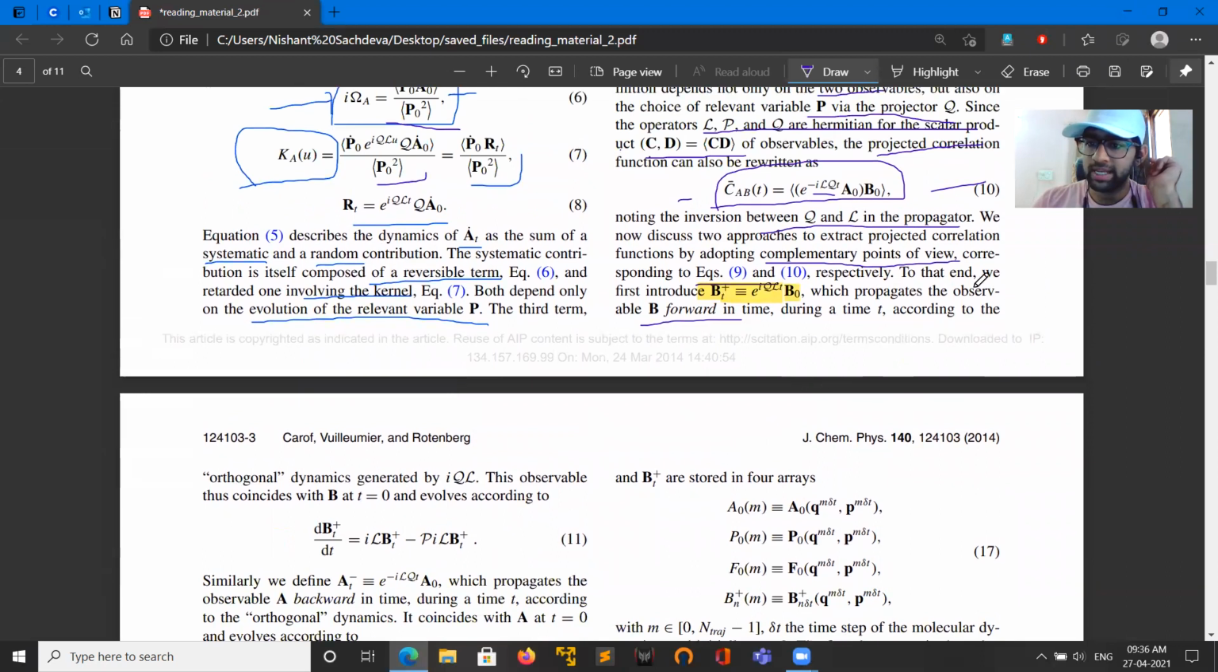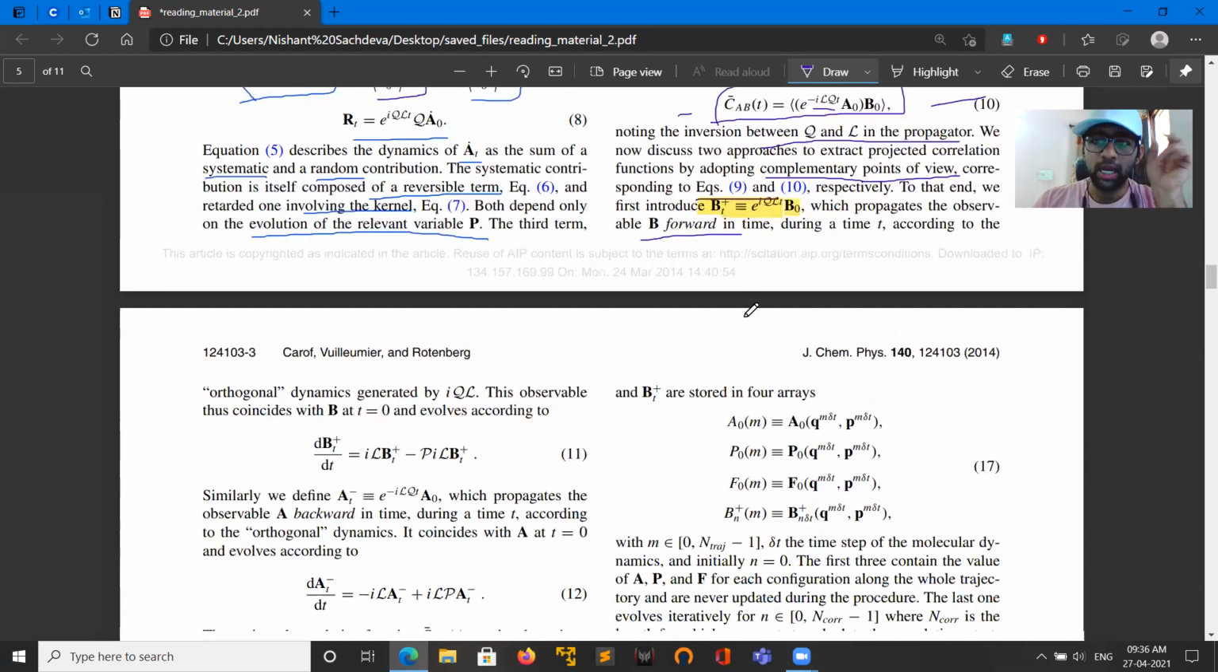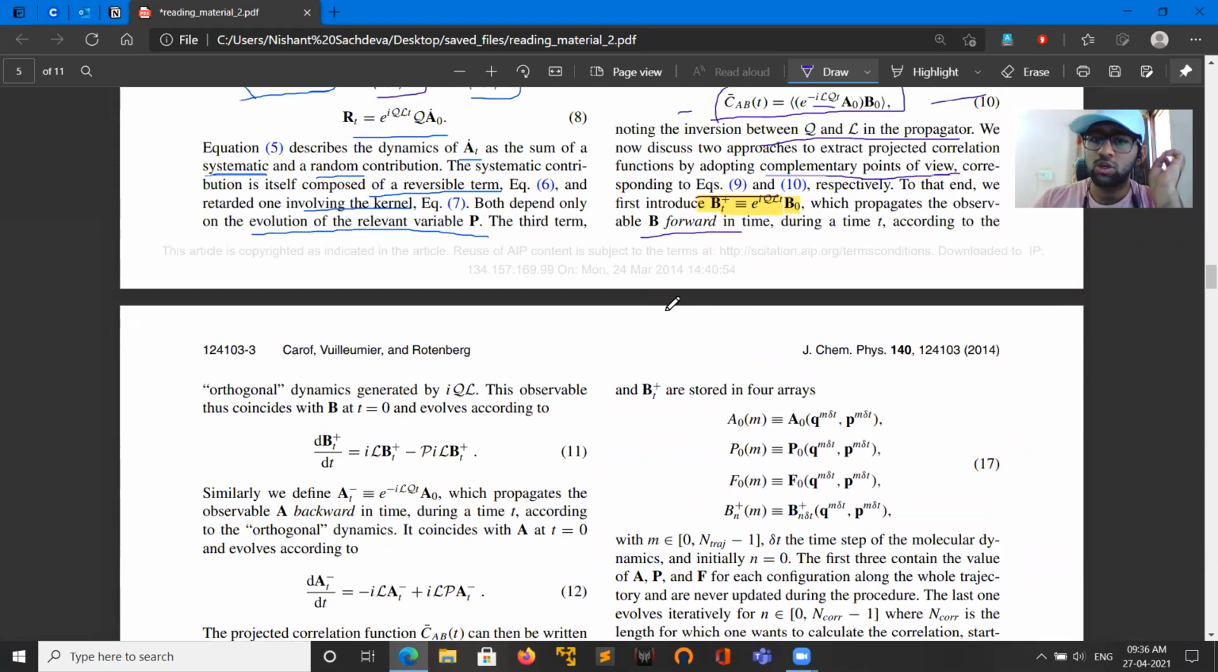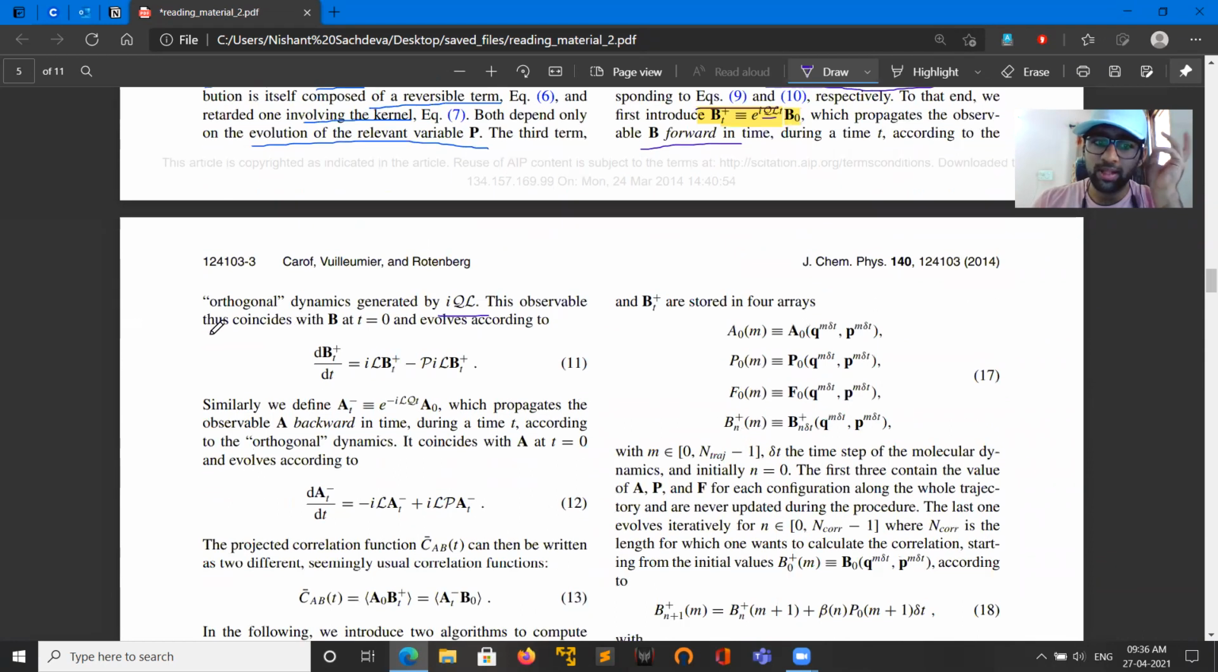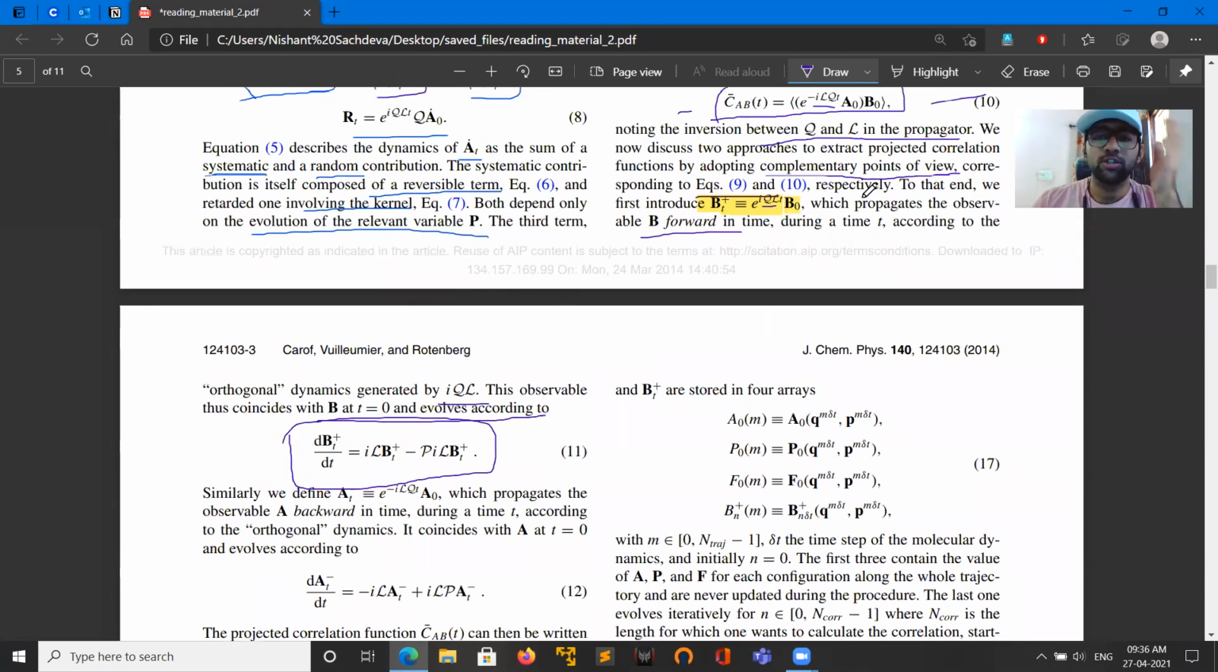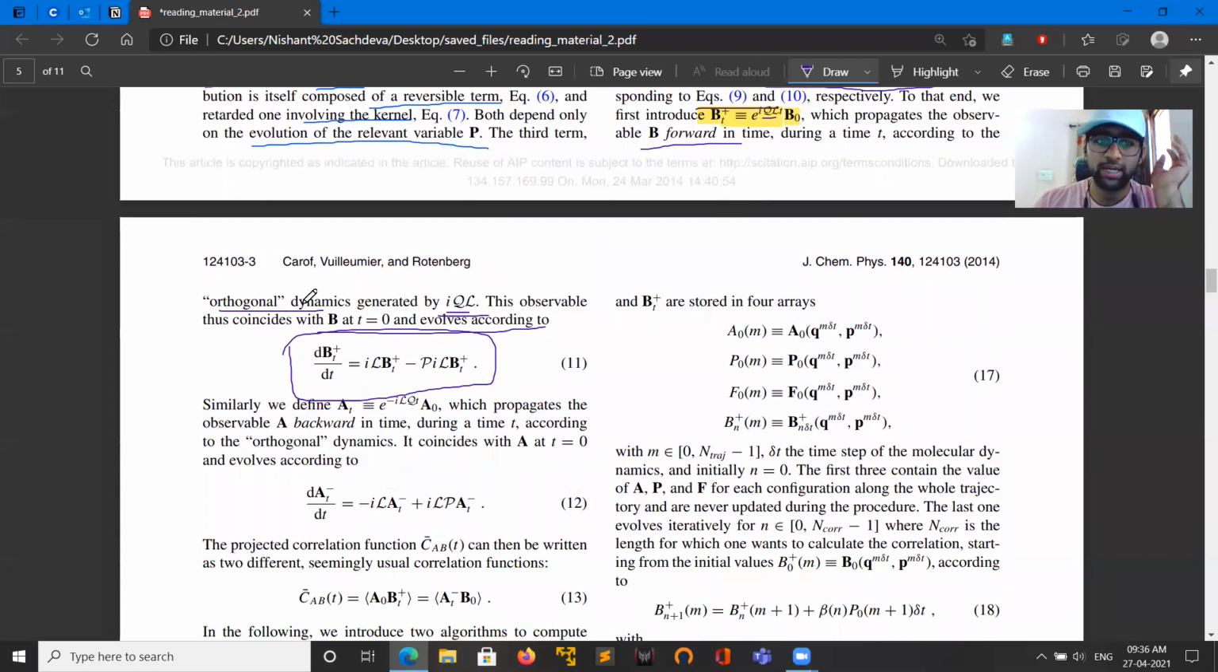So what it does is it propagates the observable b naught forward in time according to the orthogonal dynamics which are being generated by this particular guy, iQL. This observable thus coincides with b at t equals 0 and evolves according to this. So we wrote this equation. This propagates the observable b in time according to the dynamics given by iQL. This observable that we made just now coincides with b at t equals 0 and it evolves according to this particular equation.